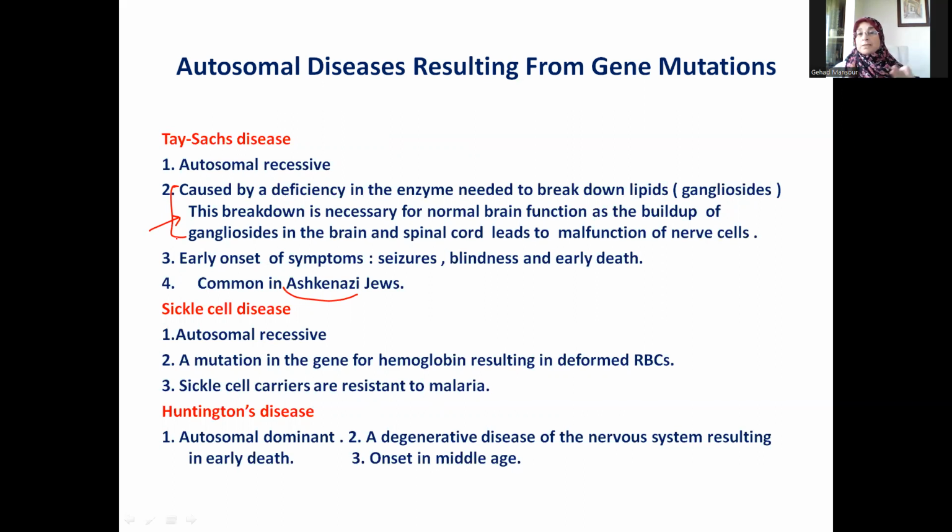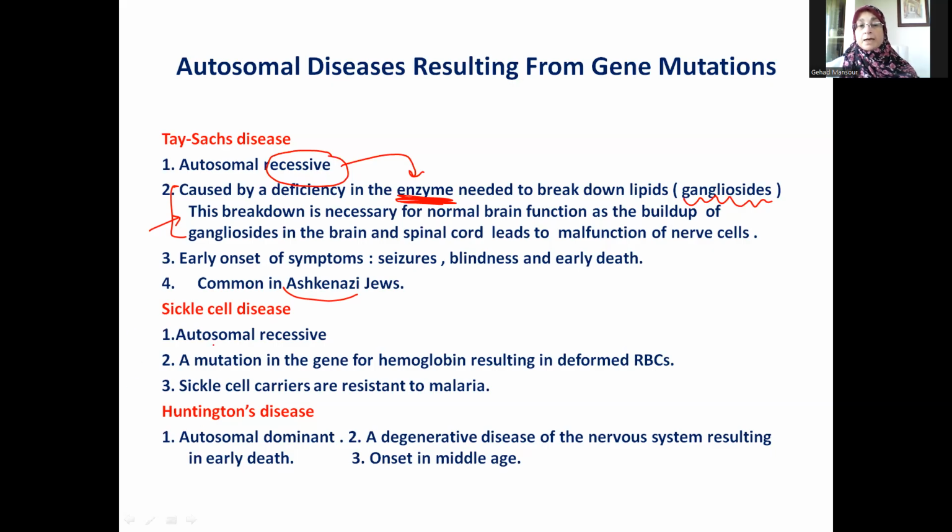The symptoms in Tay-Sachs disease are mainly neurological symptoms in the form of seizures, convulsions, blindness, and maybe also early death. The recessive mutant gene results in failure of formation of a very important enzyme, and that enzyme is important to break down a certain type of lipids in the body, and these lipids are called gangliosides. So if these gangliosides are not broken down, they accumulate in the human body and they result in mental retardation.